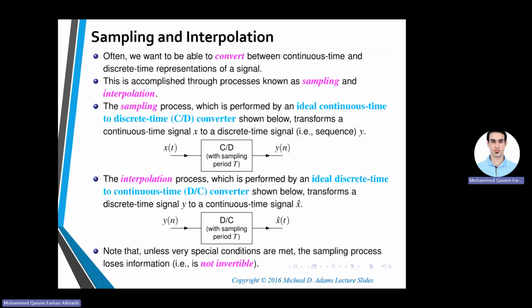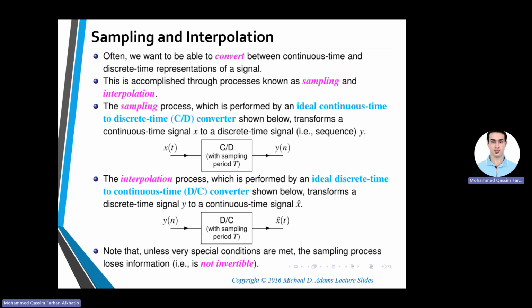So we have the process of sampling and interpolation. Let's not worry about interpolation. Sampling is performed by a continuous to discrete converter, or analog to digital converter. Interpolation will do the opposite. You have discrete, you want to go back to the continuous.